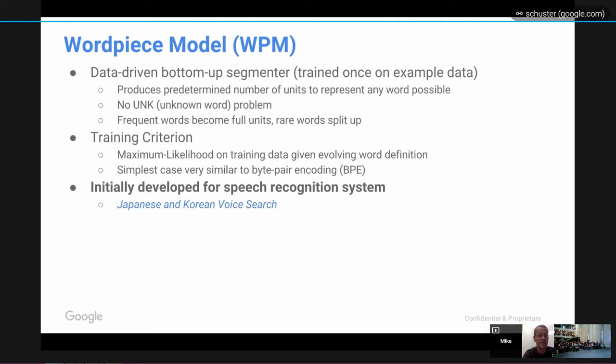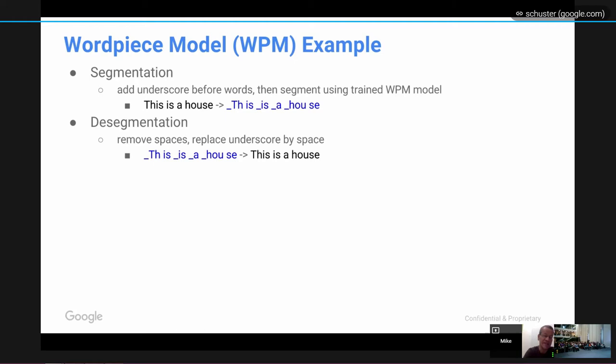Here's an example. For segmentation, we add an underscore before the words and then segment using a trained word piece model. In this case, "this is a house" would be cut up into units like "this", "is", "a", "house", and these units would all map to different IDs. Then for desegmentation, what comes out of the decoder, we remove the spaces and then replace the underscore by space. For this token sequence, you get back the original sentence, "this is a house".